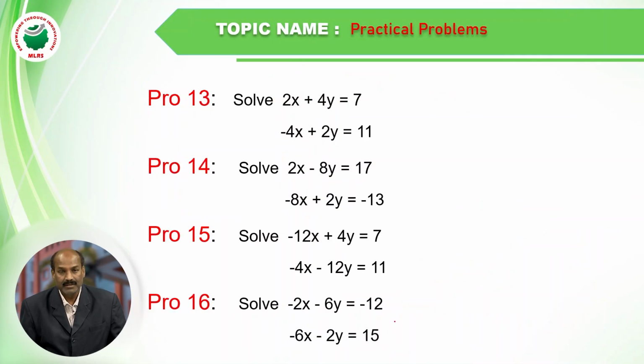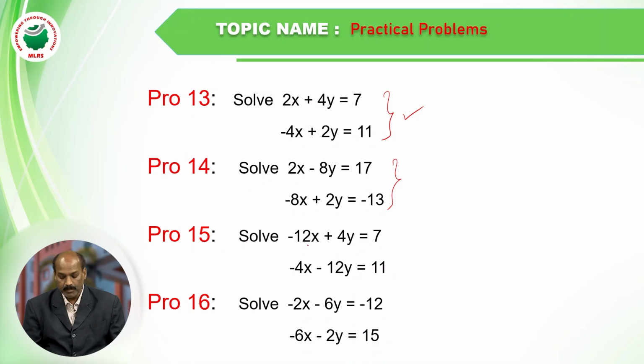Similarly, practice the problems. Remaining 4 problems I have given, practice them at home. Problem number 13 is solve 2x plus 4y equals 7, minus 4x plus 2y equals 11. So you find the values of x and y. Similarly, problem 14, solve 2x minus 8y equals 17. Second one, minus 8x plus 2y equals minus 13.